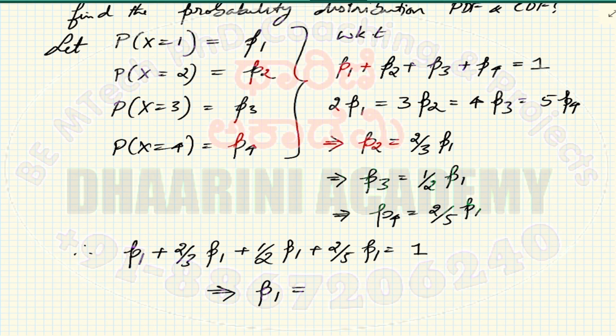You can take out p1. Fraction is also fine, no problem. p1 equals 30 by 77.